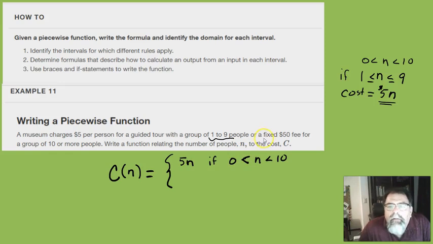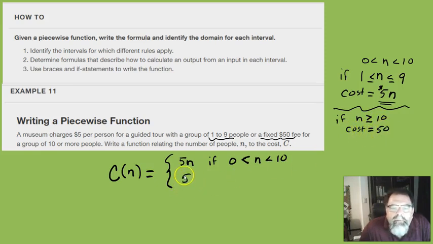Okay, so now you get a fixed cost. It's just a flat fee of $50 if the group is 10 or more people. So for that one, if n is greater than or equal to 10, then the cost is equal to a flat rate of $50. So we put 50 if n is greater than or equal to 10, right? And that's the piecewise defined function.